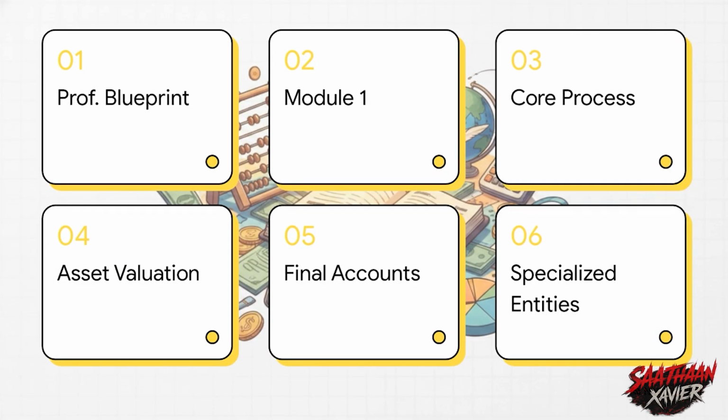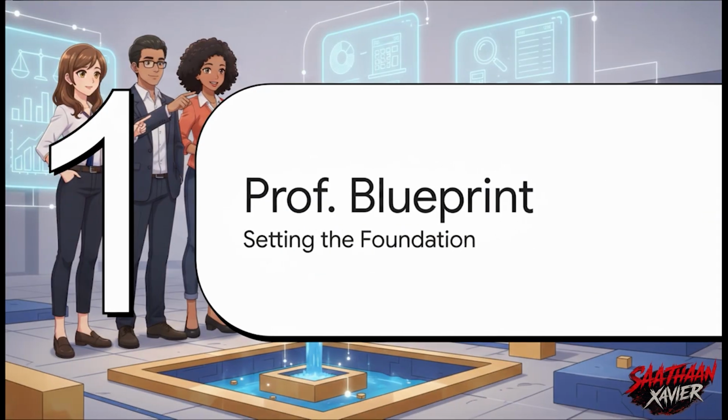Here is our agenda for this explainer. First, the professional blueprint. Second, Module 1, the conceptual framework. Third, the core accounting process. Fourth, mastering asset valuation. Fifth, finalizing sole proprietor accounts. And finally, number 6, Module 2, specialized entities. Let's jump in. Starting with number 1, the accounting professional blueprint, setting the foundation.